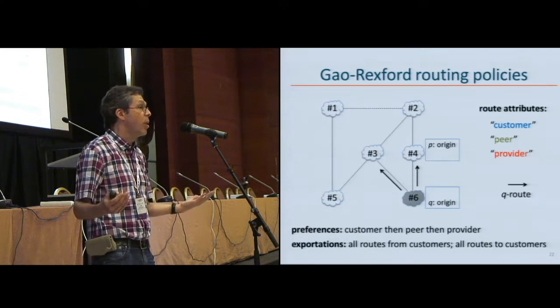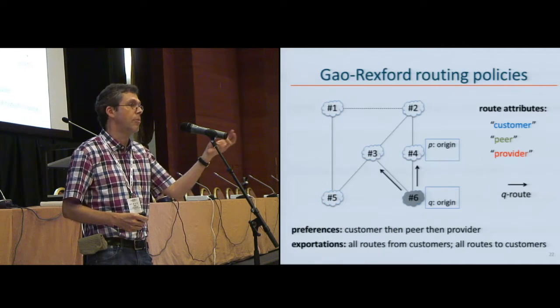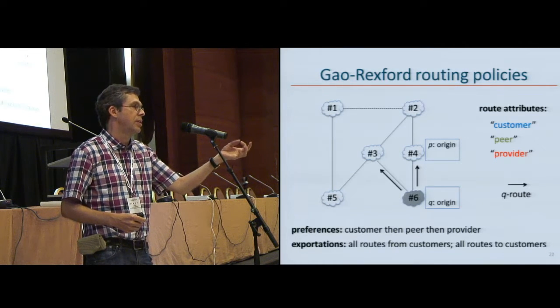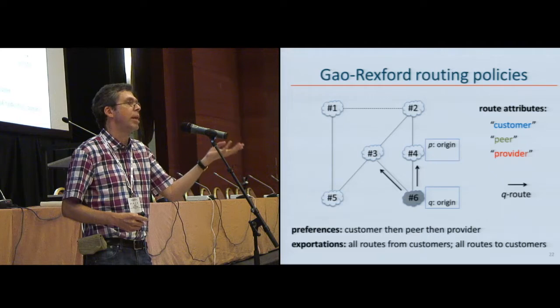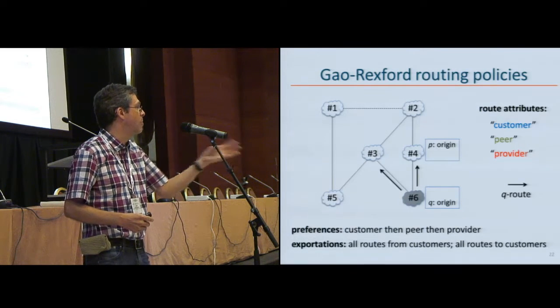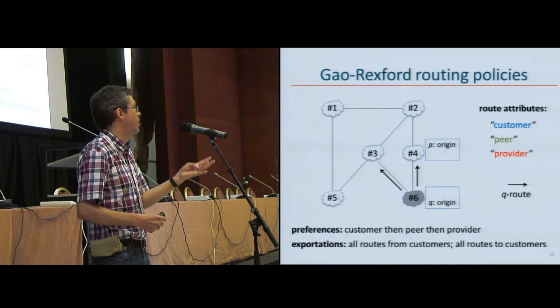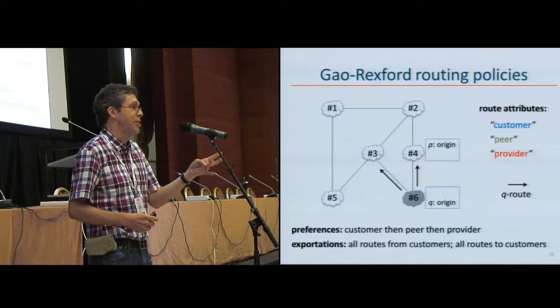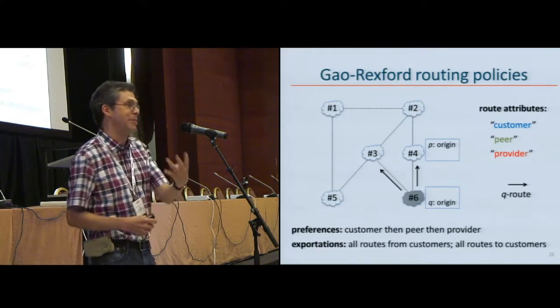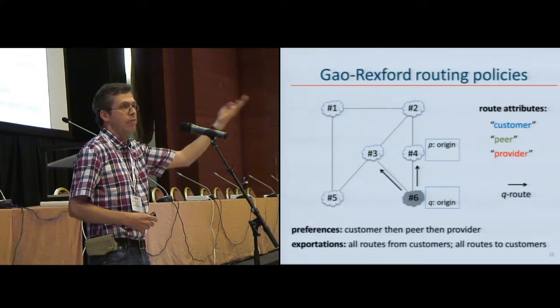So these policies are based on just 3 attributes. The route is learned from a customer, learned from a peer, or learned from a provider. The preference among routes follows the flow of money. So if I have a customer route, a peer route, and a provider route, I prefer the customer route because the customer is paying me. Second, I prefer the peer route because the peer is not paying me, but I'm also not paying the peer. And then I prefer, last, a provider route. I'm paying the provider.